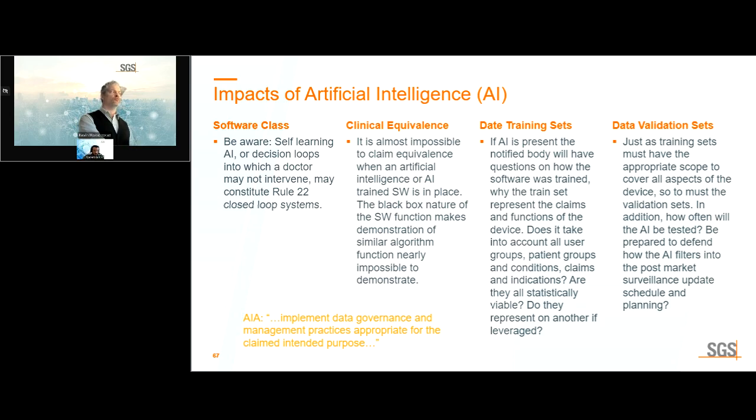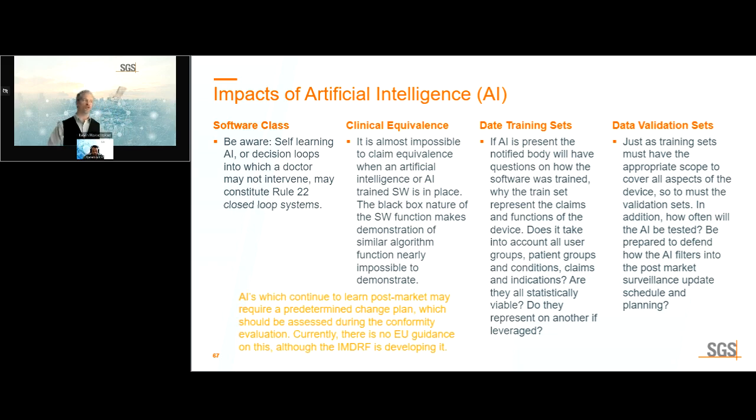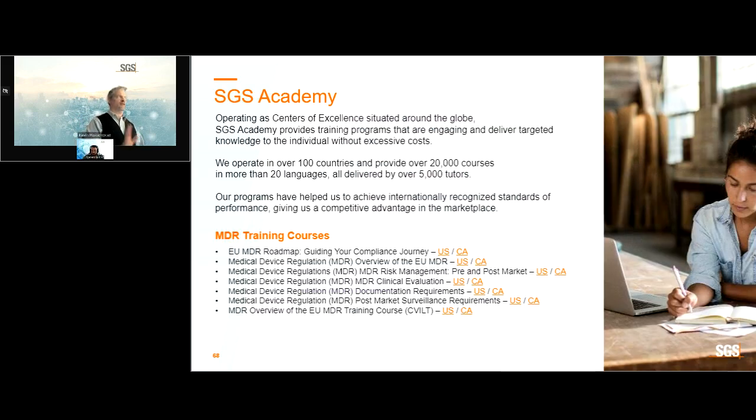So again, please read the AIA. That is the Artificial Intelligence Act. It implements data governance and management practices. And again, AIs which continue to learn post-market are going to require a predetermined change plan. There's currently no EU guidance on it. IMDRF is generating it. So again, not much on AI today. I just wanted to kind of point out that it is a big question, and a lot of people use it, and we do need to know about it.